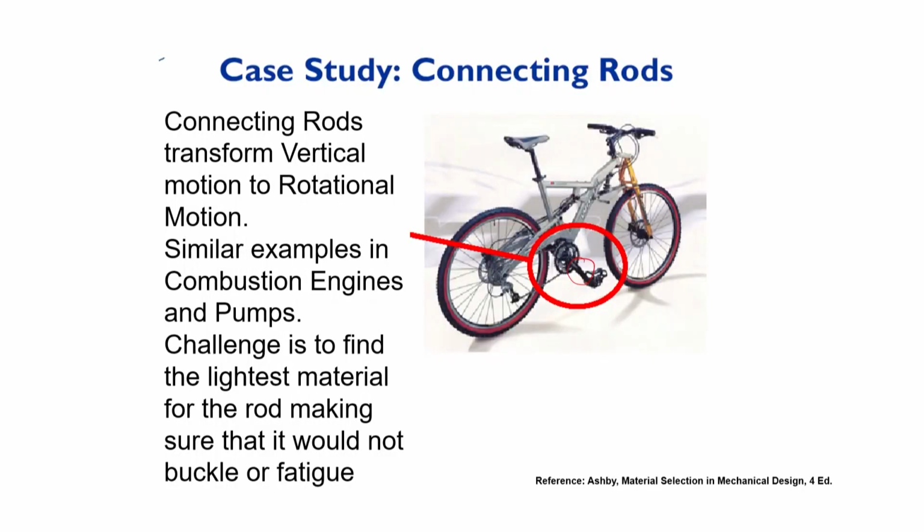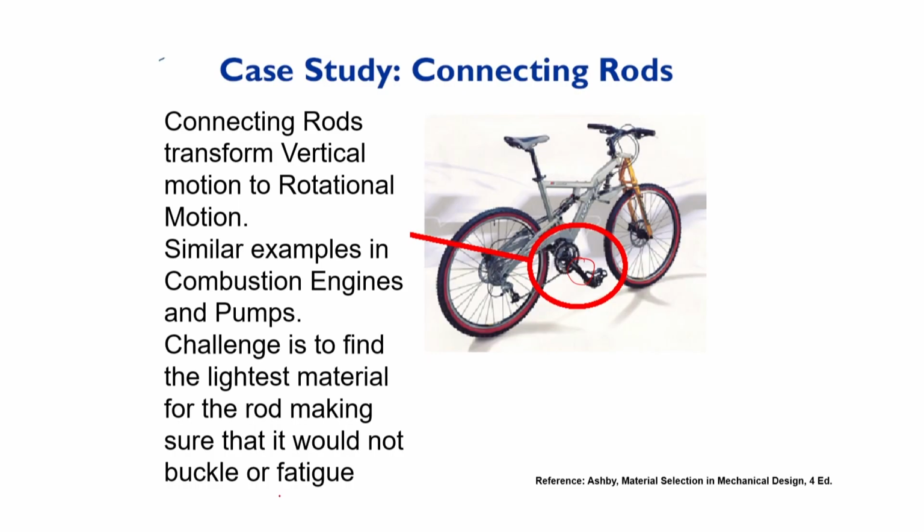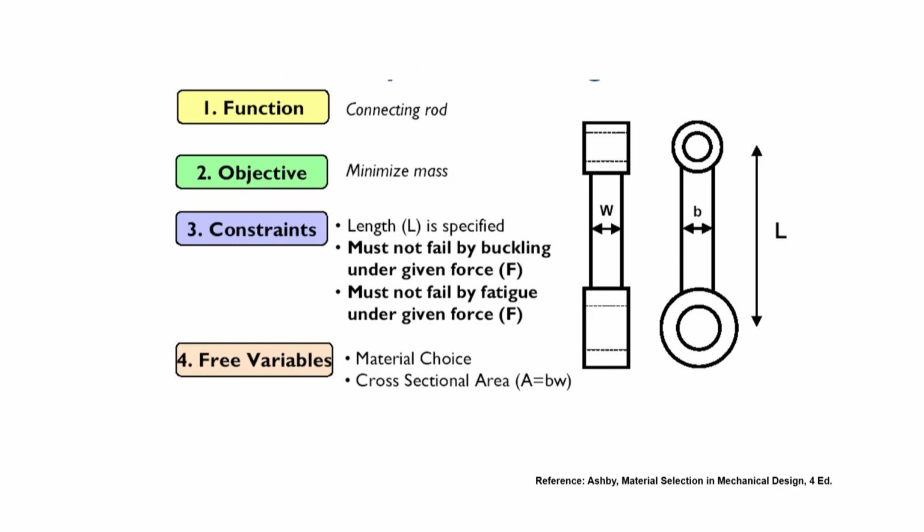Now, while doing it, you have to keep in mind that there are two things that a connecting rod has to have. One is that it should not buckle, because if it is too long, there is a chance of buckling. Another is that because there is dynamic loading, it should not fatigue. So, we are going to choose the lightest material which will neither buckle nor fatigue. That is a case of multiple constraints. Let us look into it then.